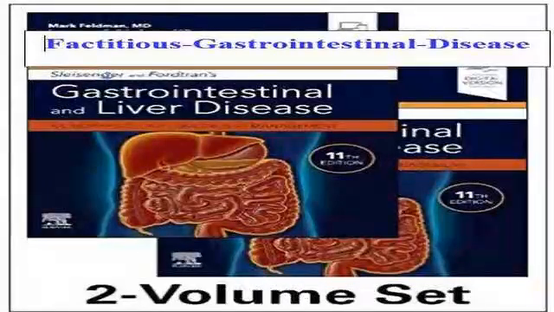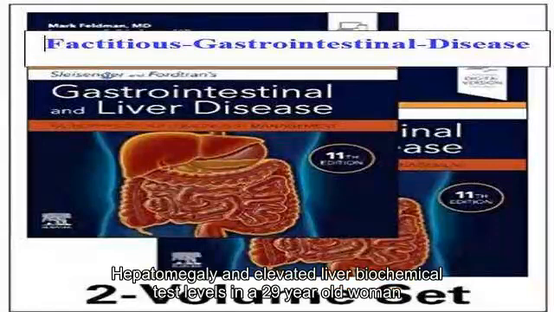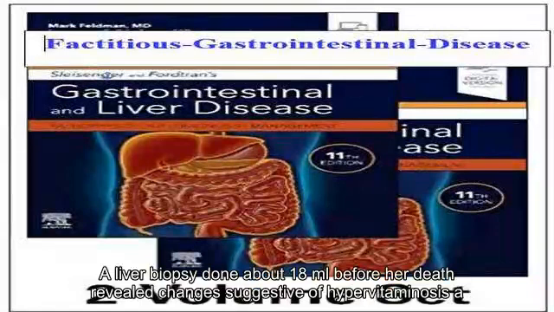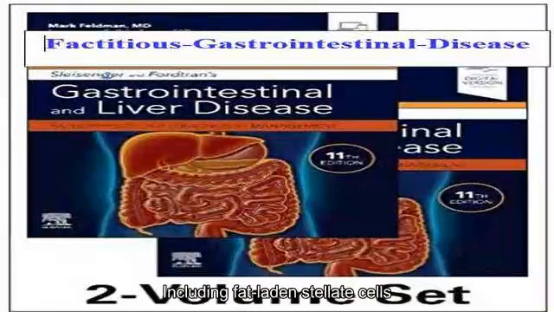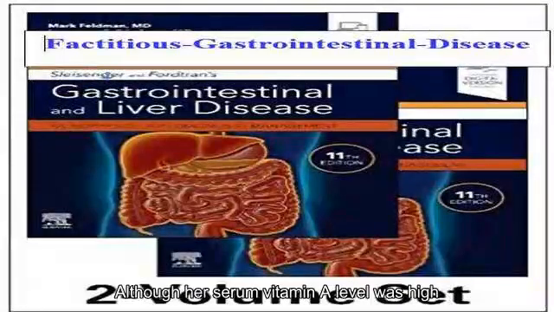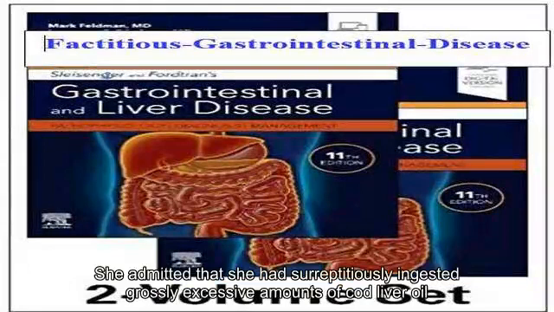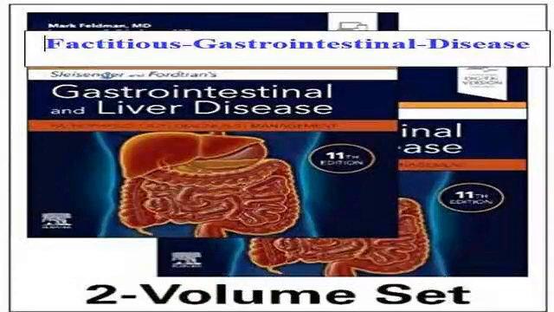Nosebleeds, anemia, alopecia, hepatomegaly, and elevated liver biochemical test levels in a 29-year-old woman. A liver biopsy done about 18 months before her death revealed changes suggestive of hypervitaminosis A, including fat-laden stellate cells. Although her serum vitamin A level was high, she denied excess intake of vitamin A. Just before death, she admitted that she had surreptitiously ingested grossly excessive amounts of cod liver oil.